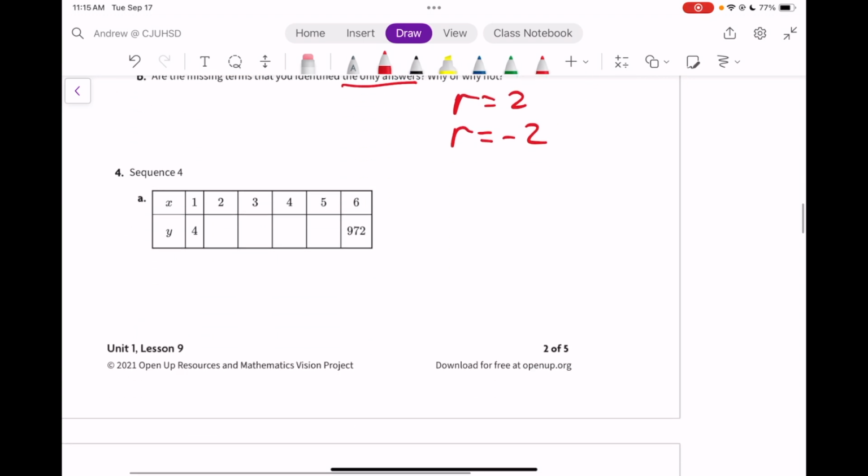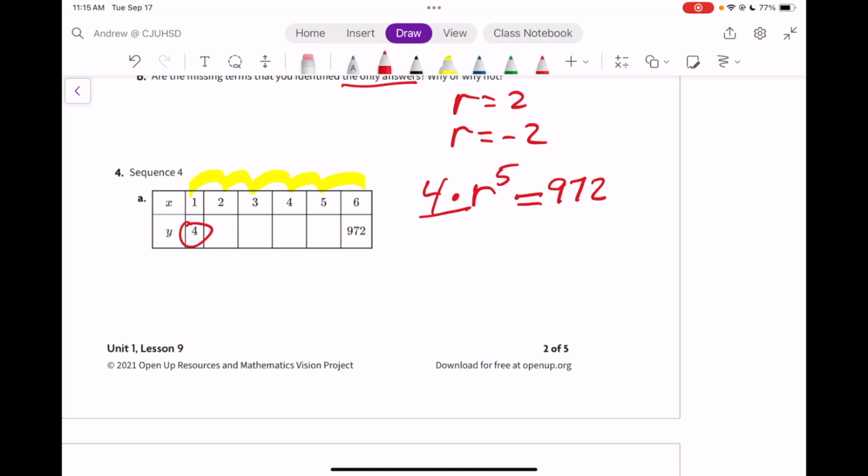Okay, our last one is going to go to the 5th power. 1, 2, 3, 4, 5. So starting at 4, multiplying by r 5 times, and then that's going to equal 972.